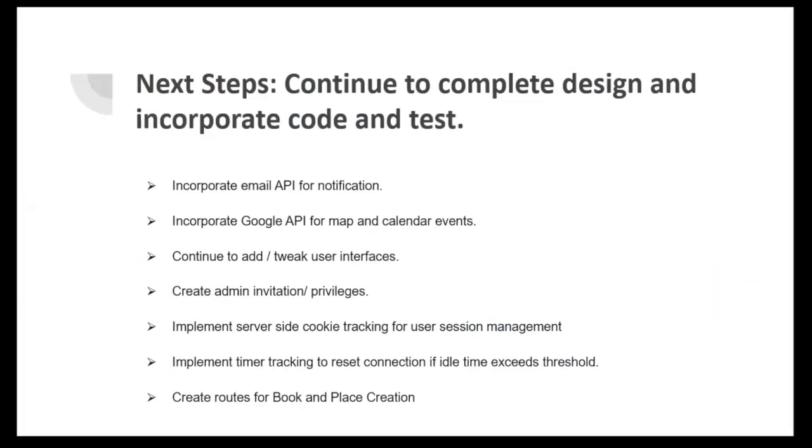Also, we plan on incorporating the Google API for map and calendar events. So this means if a person has a group session that they plan on attending sometime in the month or the week, that event will be added to their calendar. Also, for maps, we plan on storing places and locations in our database. So we plan on using Google's API for that.